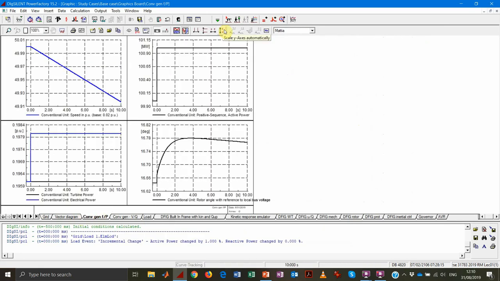The frequency decline is lower, of course. We get our new steady state, or not steady state, and a new final frequency value at the end. It's not a steady state because it's not stabilizing at any point in time, so it keeps on decreasing. So let's see now what's the role of the inertia in the system.